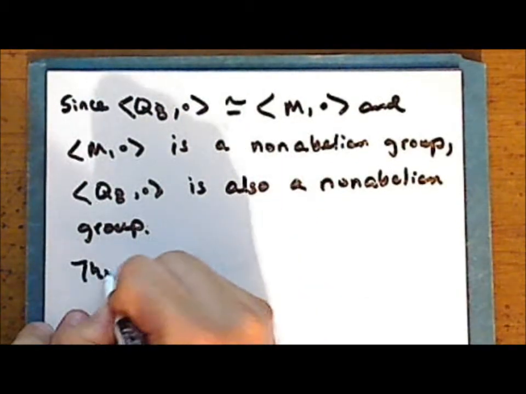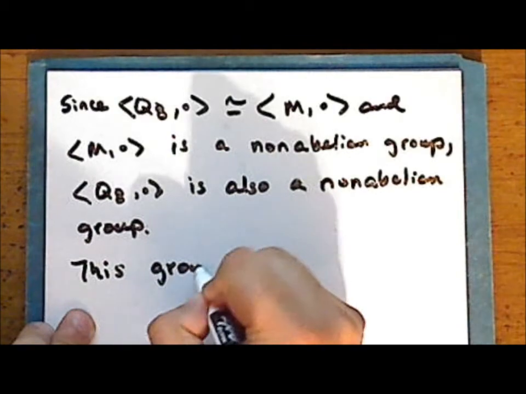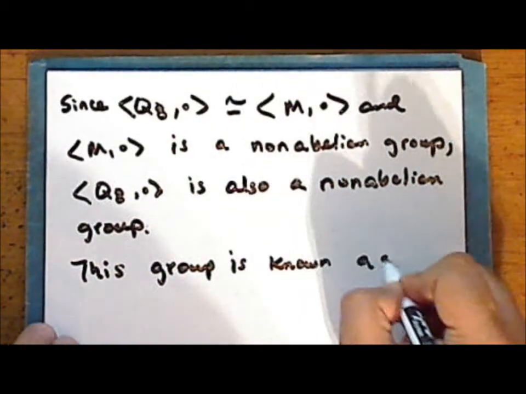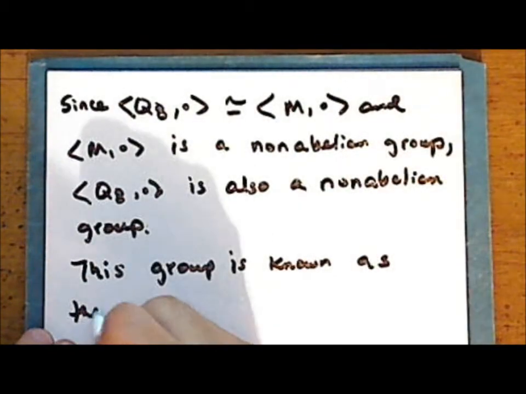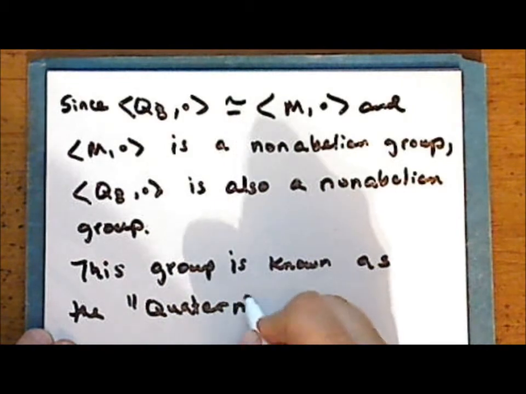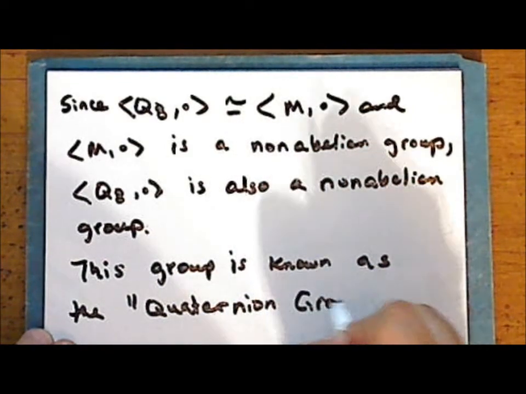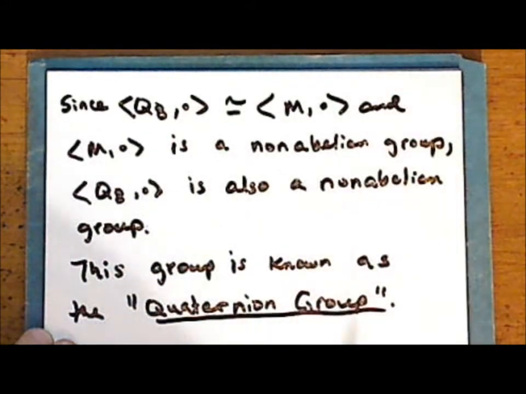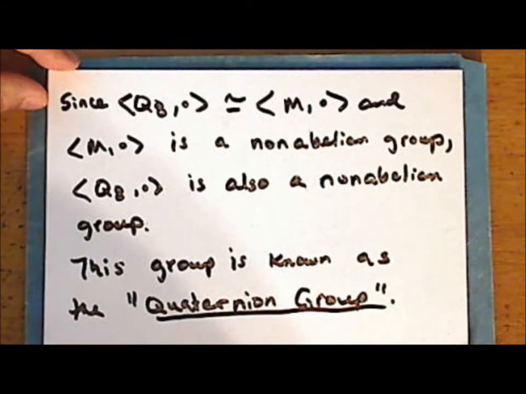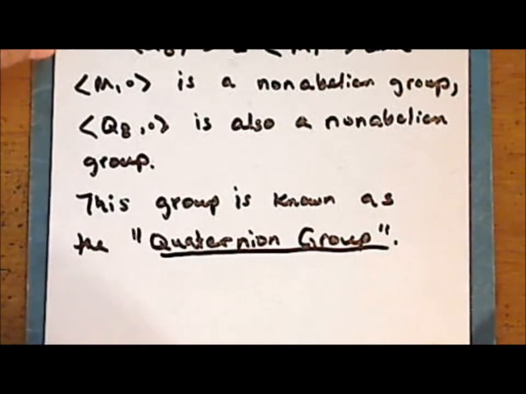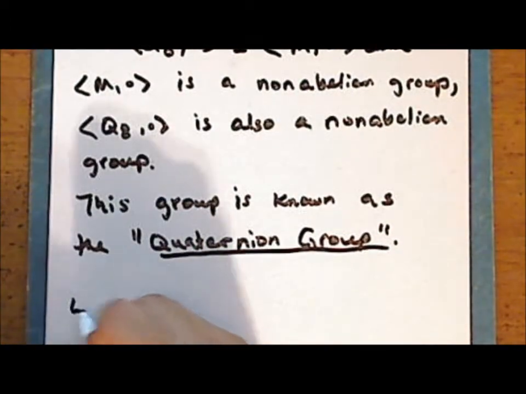And this group is known as the quaternion group. But more correctly, this is the group of quaternion units. The quaternions are actually a larger structure. So let's start looking at that.